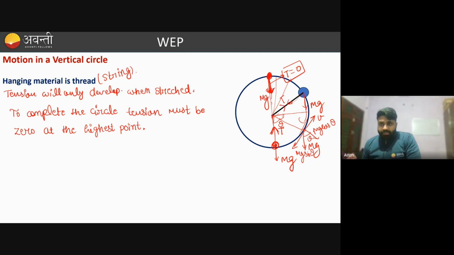Okay. Hello, student. How are you? So we are discussing the motion in a vertical circle.